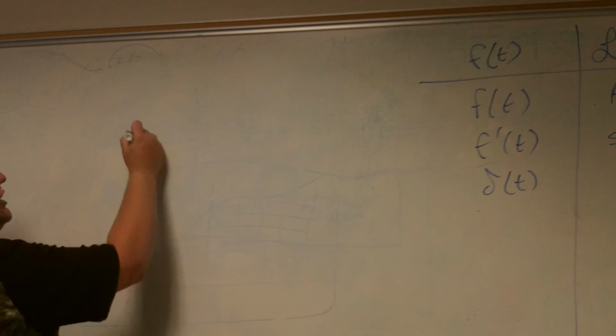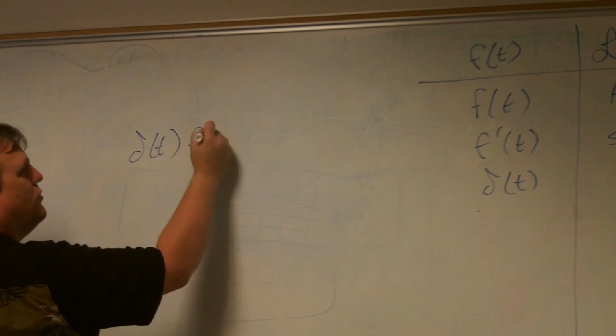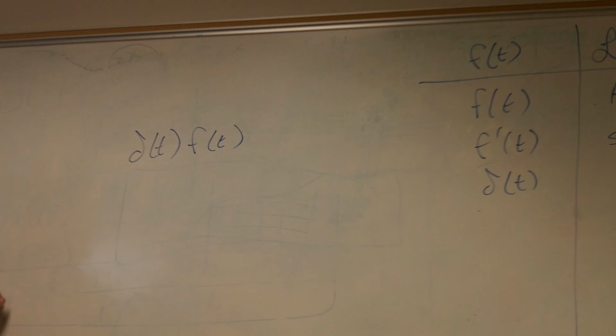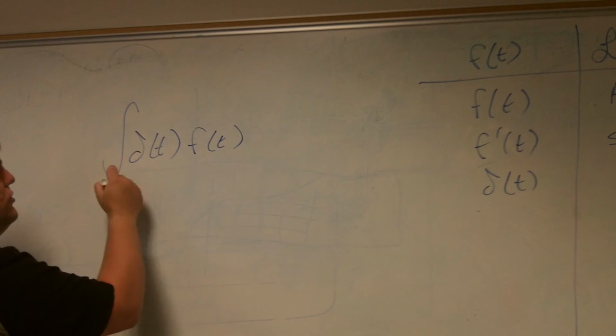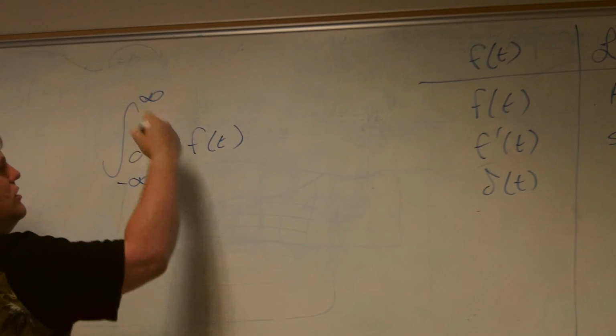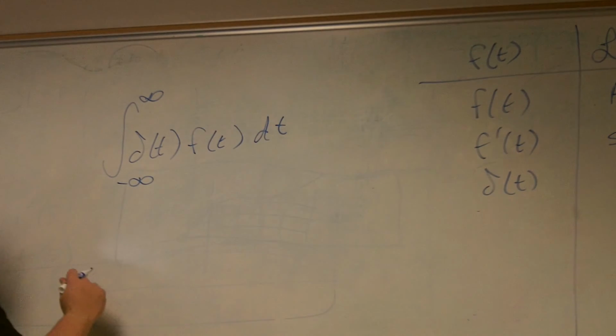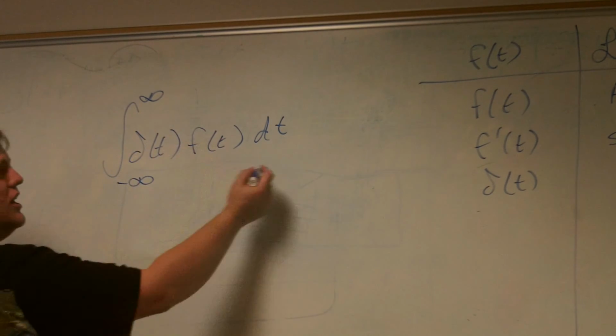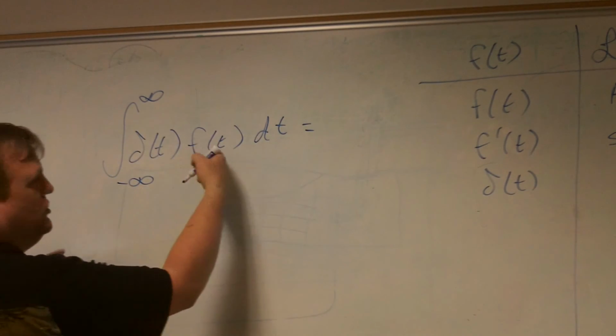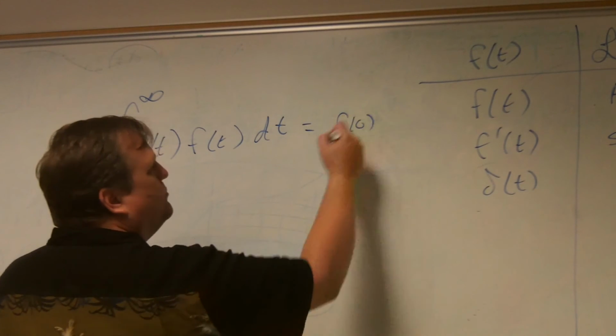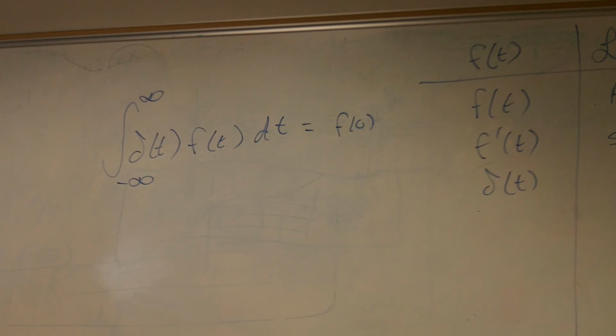One of which is, now consider, if I took delta t times some other function. Now, I don't know what the height of that is, but I know what its area is. So if I consider the integral of that, then this area is 1 times that, but this only appears at 0. So what I get is 1 times f of 0. It samples the function. If you think about it, it's got to.